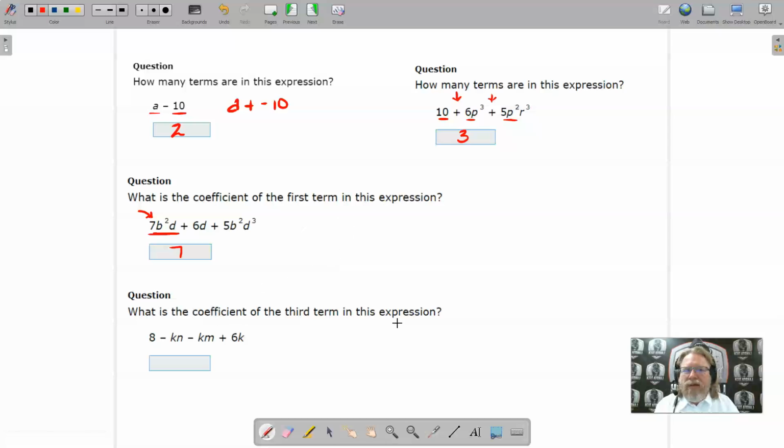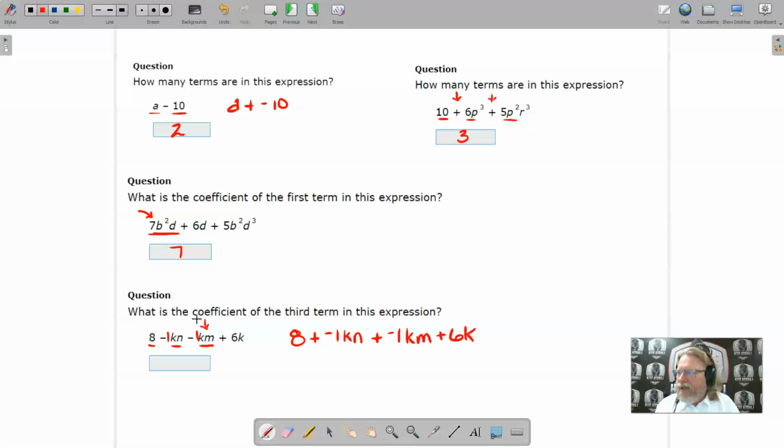What is the coefficient of the third term in this expression? We would count them 1, 2, 3, so it's right here. However, we might want to rewrite this so that we can see that, and that could be 8, and then change that to plus. And remember, we could put a 1 in front of each of these, so that's plus negative 1 kn. Change this subtraction here to plus, and we could have a 1 there, so that's negative 1 km. And then we've got the plus 6k, to be exact.